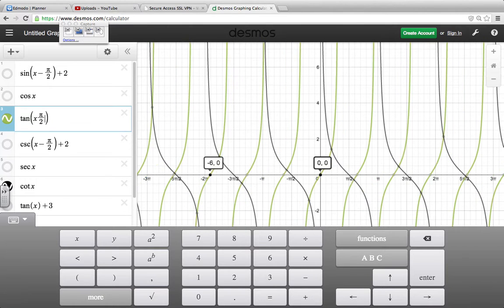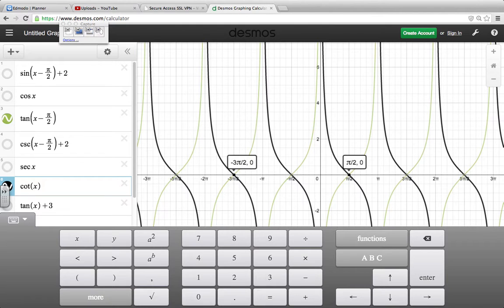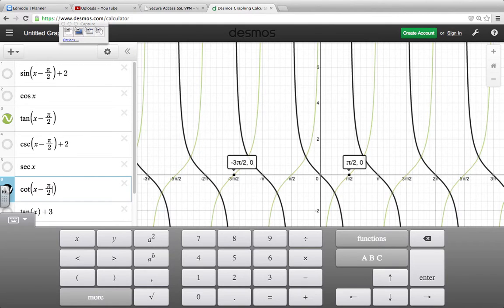Let's say minus. So if you notice here, it looks like it's in sync with the black, but technically that's not originally where our cotangent was. Our cotangent makes this relationship. So essentially it's moved those asymptotes to the right 90 degrees, or pi over 2 in this case. So the whole thing is moved.